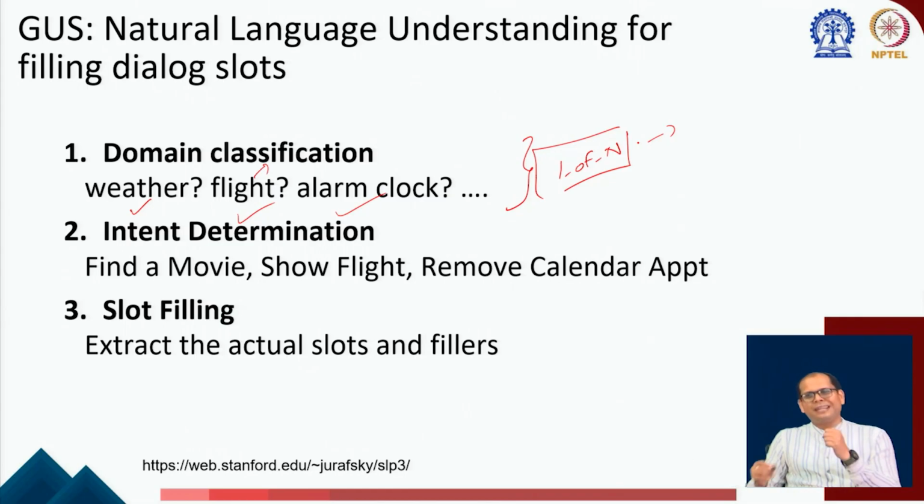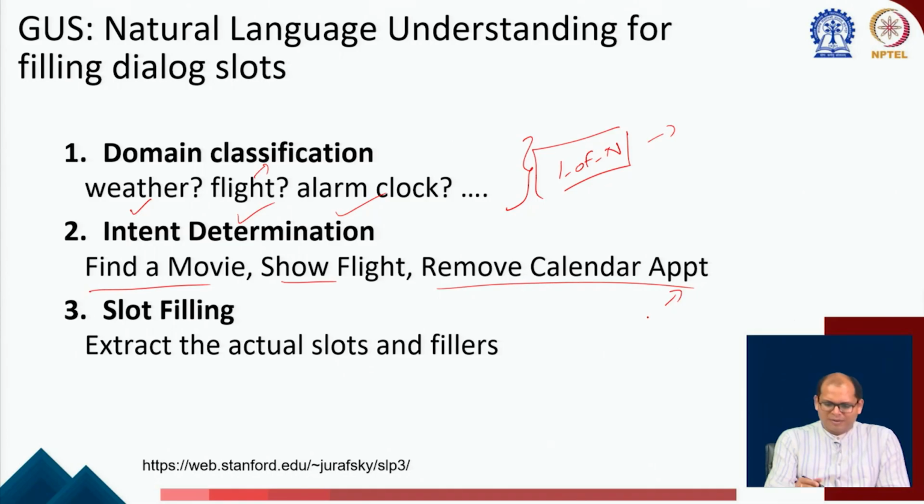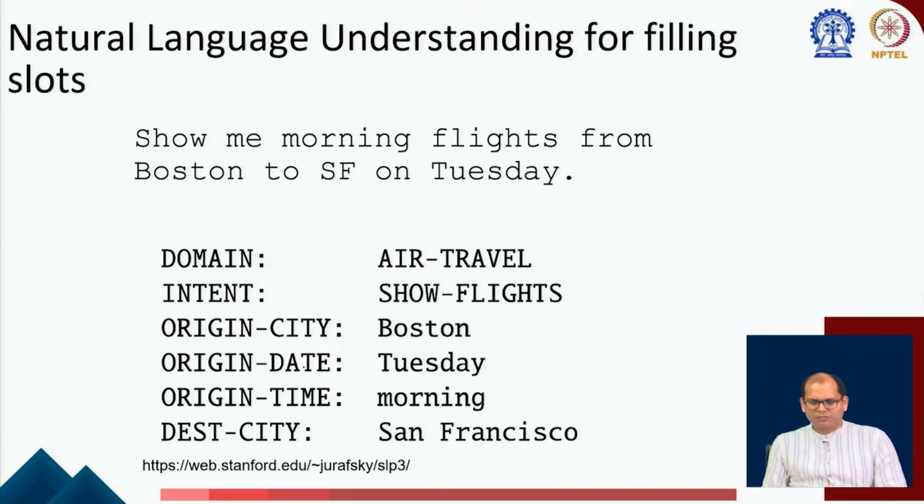And once you know the domain, in a domain there will be multiple intents. So like here, maybe find a movie, show flight, remove calendar appointment, and so on. You may have different intents. So you determine, based on the user utterance, what is the intent of the user. So you have the domain, you have the intent, and once you know the domain and the intent, then you can go and try to fill the slots. So in an intent, you will have multiple slots. You want to fill the slots, and if the user has not given the value, you ask a query to the user to fill that slot.